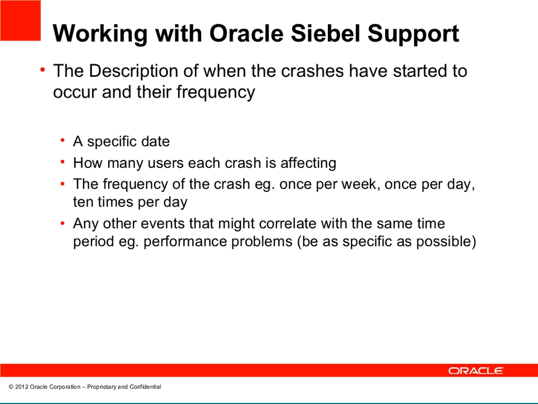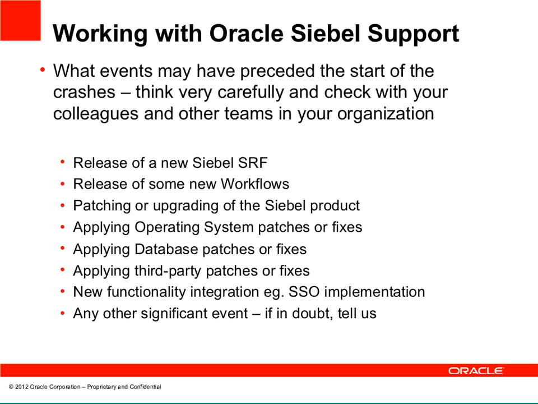And any other elements that might correlate with the same time period. So perhaps if you're having some performance problems or some other errors, then just let us know. Okay. So any events pertinent to prior to the crash occurring. So instead of saying, oh, we've started having a crash, if you can let us know if you've perhaps released a new Siebel SRF or released some new workflows, perhaps applied a patch, that might be a Siebel patch, operating system, database, or a third-party tool, or perhaps some SSO implementation, just literally any critical information that might have affected the environment before the inception of the crashes, because all of this helps to build up a picture of a possible cause.